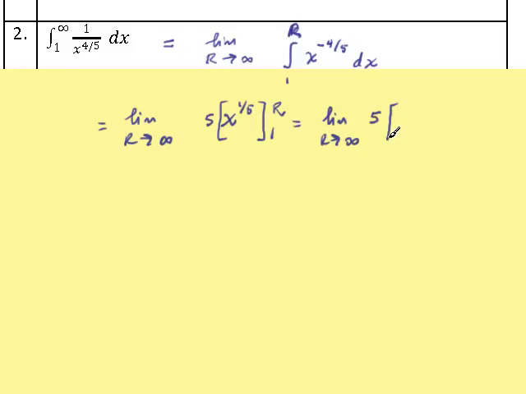And let's substitute in the limits. So we have r to the 1/5 minus 1. Now we're taking the limit as r goes to infinity, so this first term goes to infinity. So we say that this integral diverges.